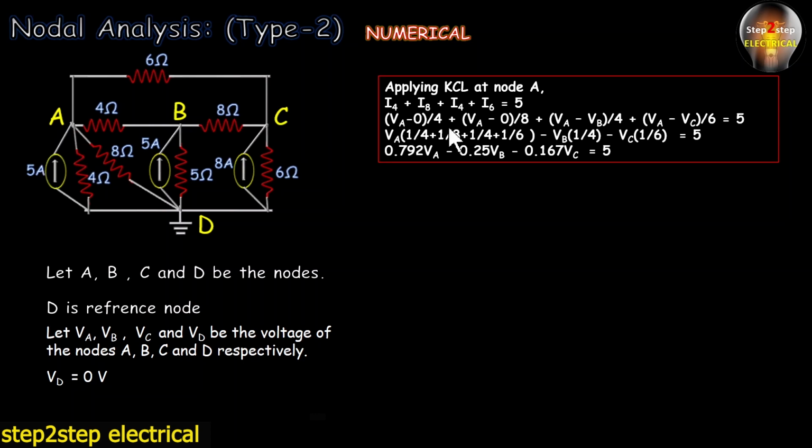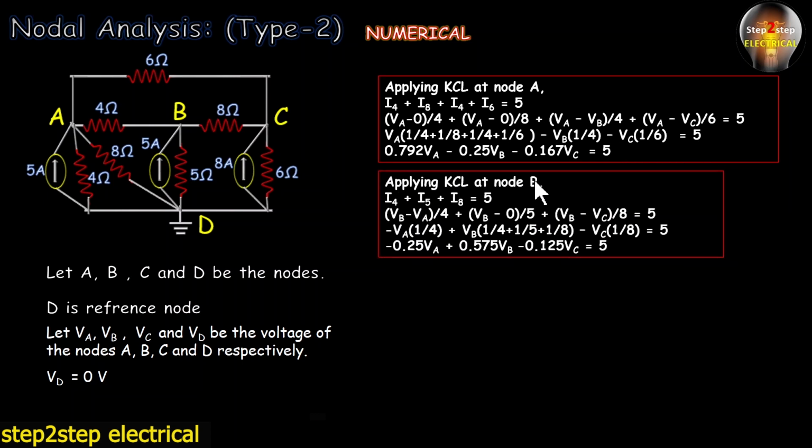On simplifying we can write 0.792 VA minus 0.25 VB minus 0.167 VC is equal to 5. So this is the first equation. Applying KCL at node B, here I4, I5 and I8 are considered as the currents leaving node B. Here I4 is VB minus VA upon 4, I5 is VB minus 0 upon 5 and I8 is VB minus VC upon 8 is equal to 5, and on simplifying we can write minus 0.25 VA plus 0.575 VB minus 0.125 VC is equal to 5. So this is the second equation.